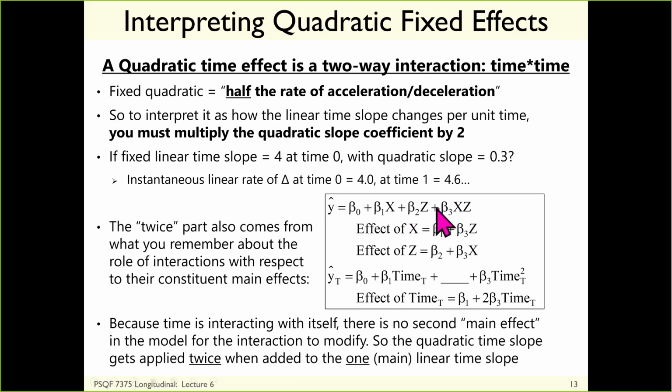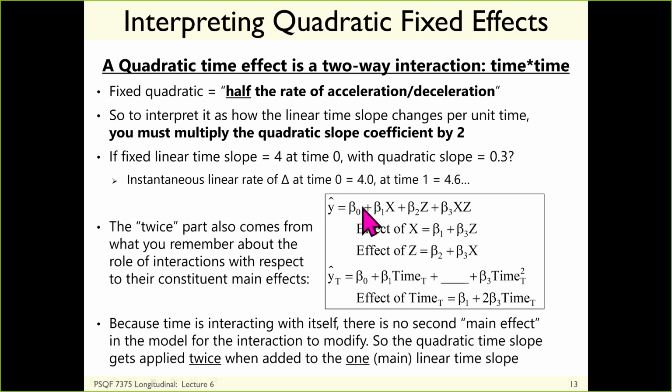In this interaction model, beta 3 does two things simultaneously. It makes the effect of x change as a function of z, and it makes the effect of z change as a function of x. It plays two roles because it moderates each of the main effects as a function of the other predictor.